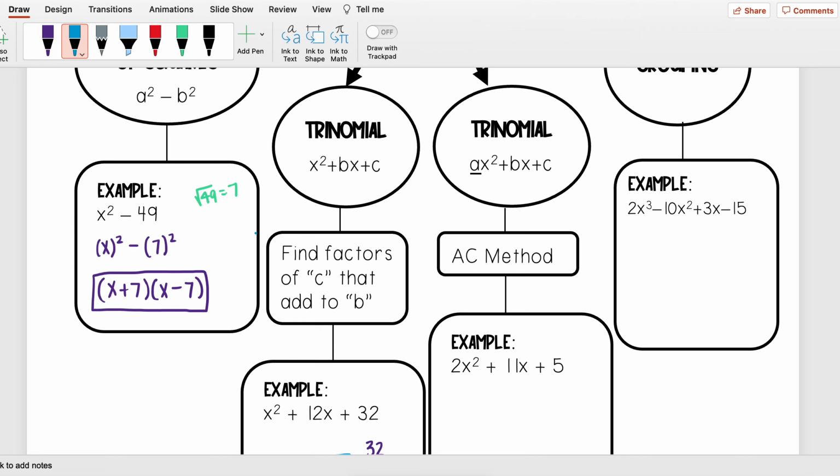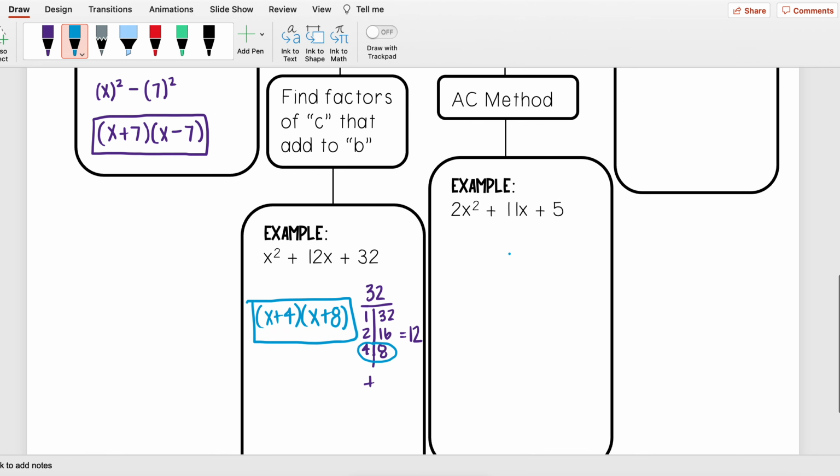So those ones are nice when we can use our shortcut, but you may also get one in the form of ax squared plus bx plus c. So this is when a does not equal 1. And that is when we will use our AC method. So for instance, here I have 2x squared plus 11x plus 5. I'm going to start by doing a times c. So 2 times 5, I get 10. So over here, I'm looking for 2 numbers that multiply to 10 and then add to equal my b value, which is 11.